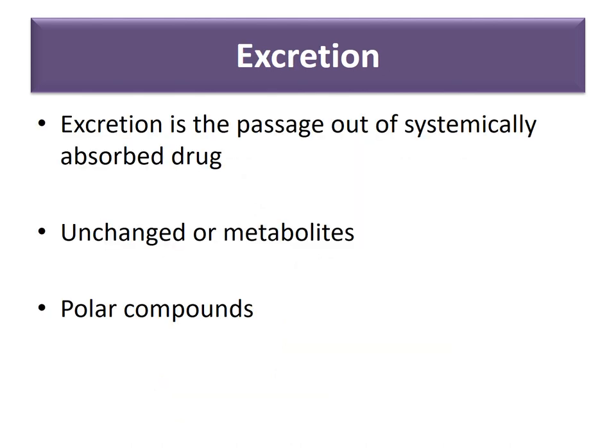What is excretion? Excretion is the passage out of systemically absorbed drugs. It's just the movement of systemically absorbed drug outside. And what is excreted? Unchanged drugs or metabolites. Some of the drug may not be absorbed or may not be metabolized, so the unchanged drug will be excreted, and also the metabolites. Some drugs will be absorbed and used in our body, and sometimes metabolized, and the metabolite that is formed also has to be excreted. The excreted substances will be polar compounds.